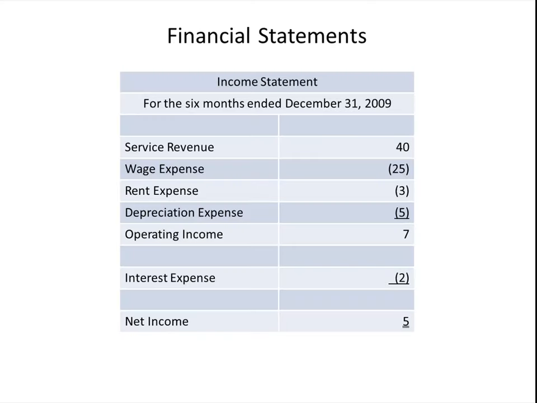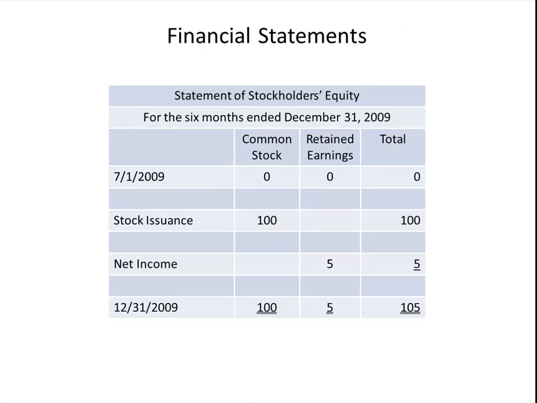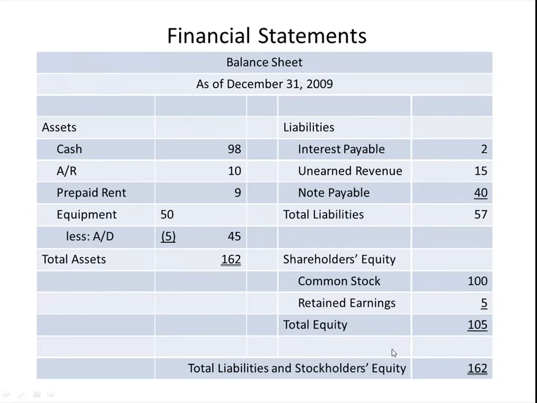Here's our income statement, our $40,000 of service revenue, minus a bunch of operating expenses gives us operating income, minus our interest expense equals our net income. Here's our statement of stockholders' equity, our beginning balances, plus what happened, in this case a stock issuance, in this case we had net income, giving us an ending balance in all of our stockholders' equity accounts.